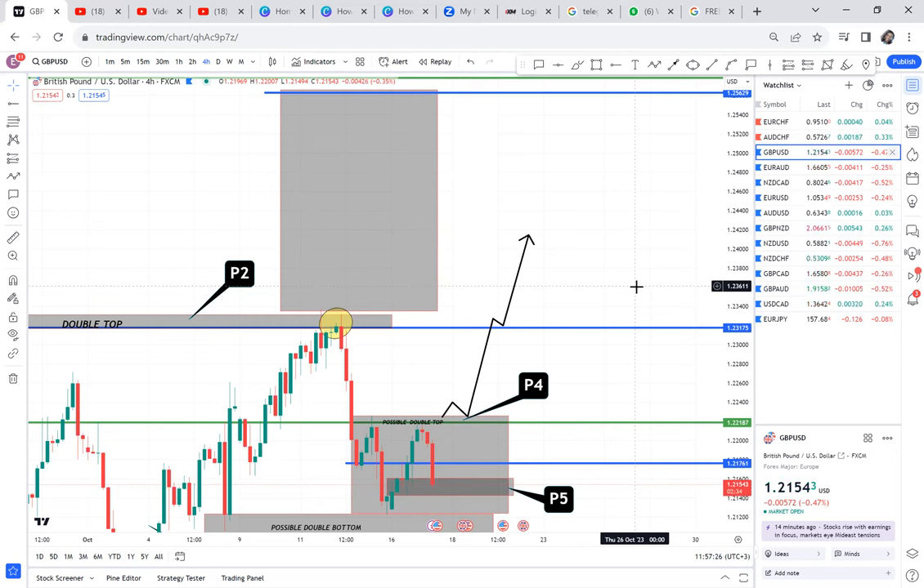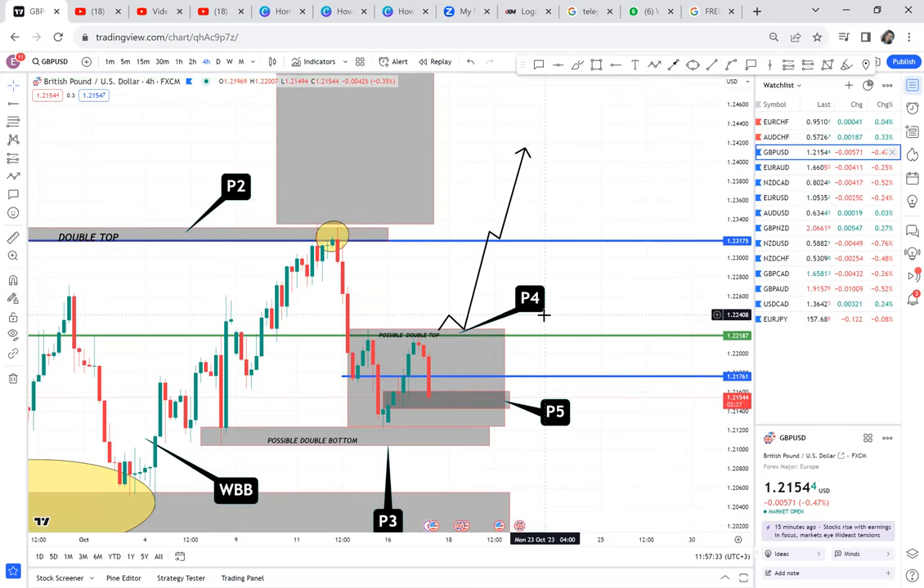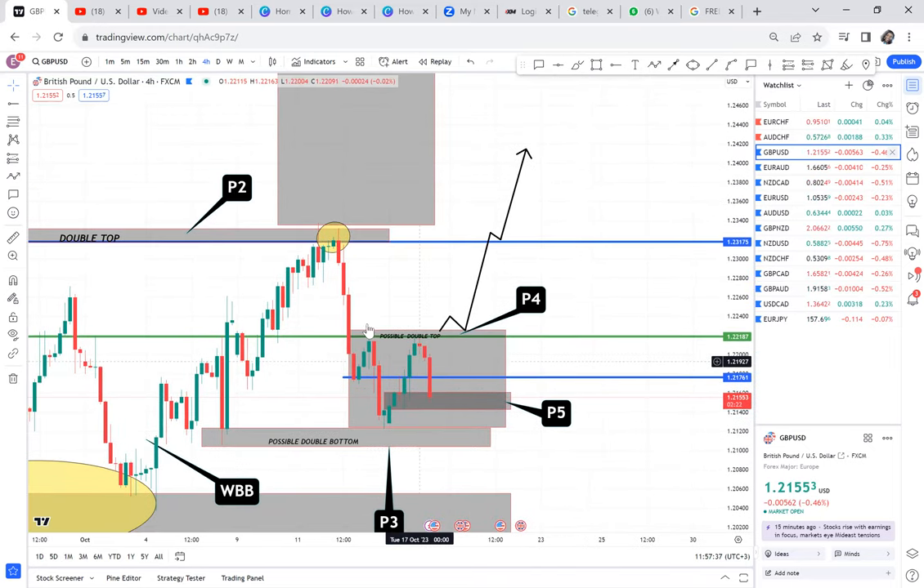Go to GBPUSD. Let me know where you are at. Which P are we on? Are we P5? So right now we are at P5. I've not entered the trade yet because I don't want to. I want the channel to break so that I can enter.